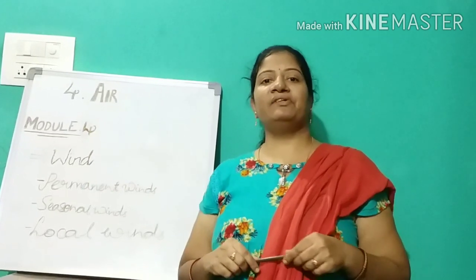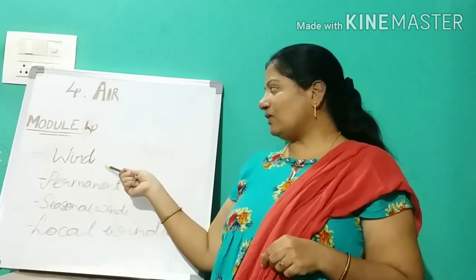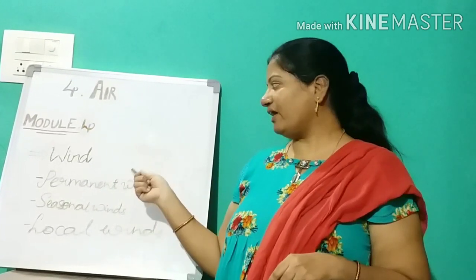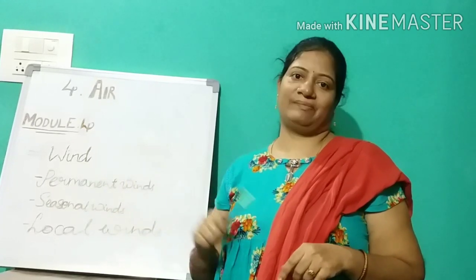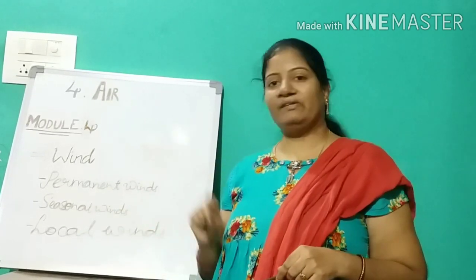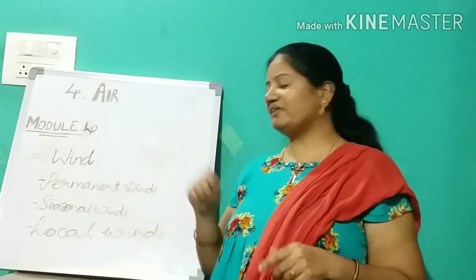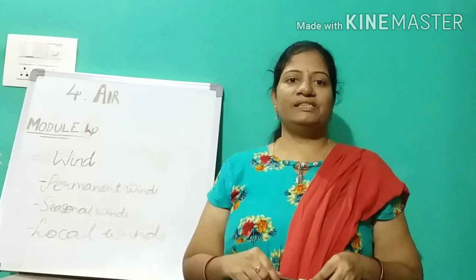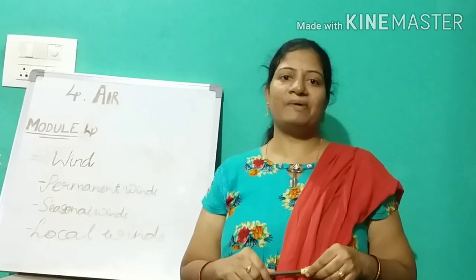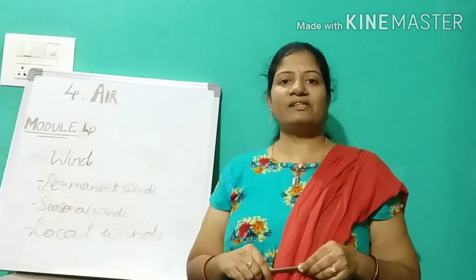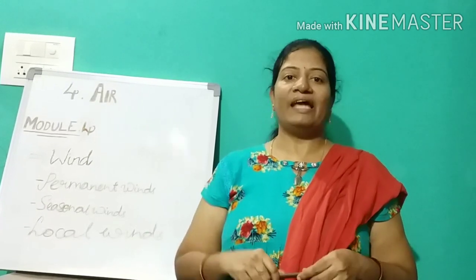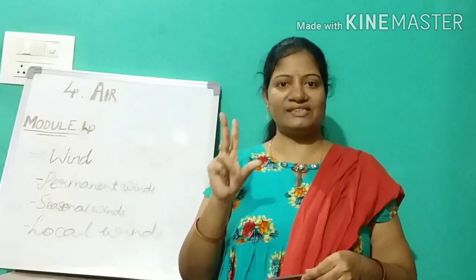So once again, I will give you a recap. Here the topic is wind. Moving air is called wind, right? In wind, we have three categories: permanent winds, seasonal winds, and the third one, local winds, right? The first one, permanent winds. Permanent winds are the winds which blow the entire year in the same direction. Permanent winds are also called planetary winds and prevailing winds. In these permanent winds, we have again three categories: trade winds, westerlies and polar winds.